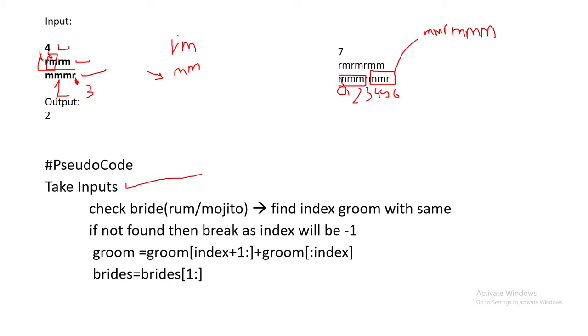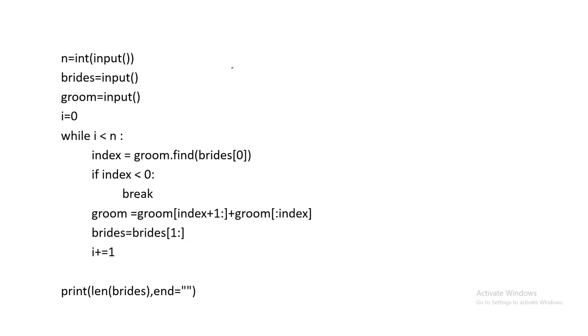If we don't get the right groom for the bride with R, all the brides behind her will not get married. So the pairs which will not get married are 1 and 2. So the output would be 2. This was an important point I forgot to mention: these pairs will not be married. So we'll just see our code.